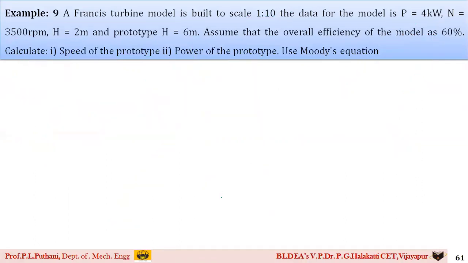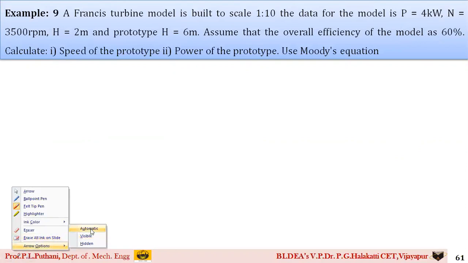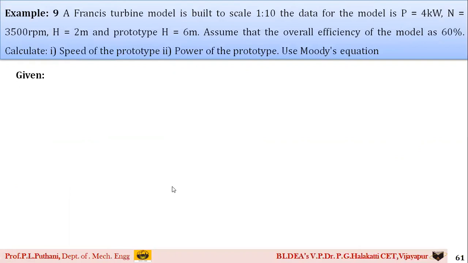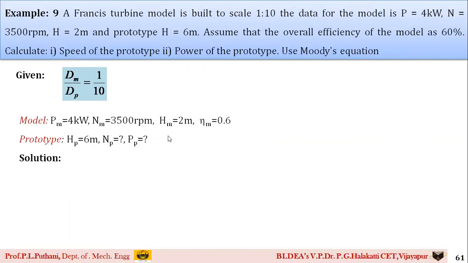So let us start the solution step by step. As I have shown these things, I will be highlighting them right now as you go and write the given things one by one. As I told you, the given things with respect to the model to prototype scale ratio, that is Dm by Dp is equal to 1/10. So we'll start with the solution part.